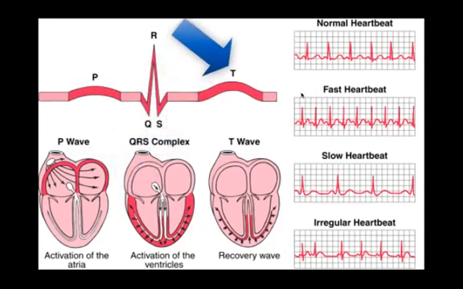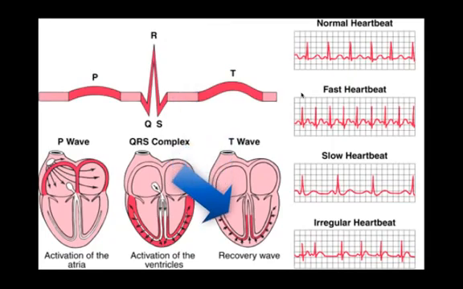The T wave is the repolarization of the AV node as it reloads for another impulse. The repolarization of the SA node actually occurs during the QRS interval, so its signal is buried in the QRS signal and we can't see it.